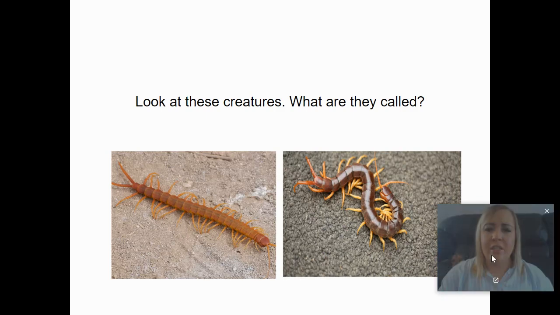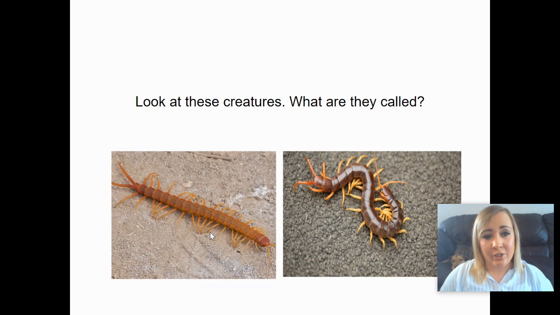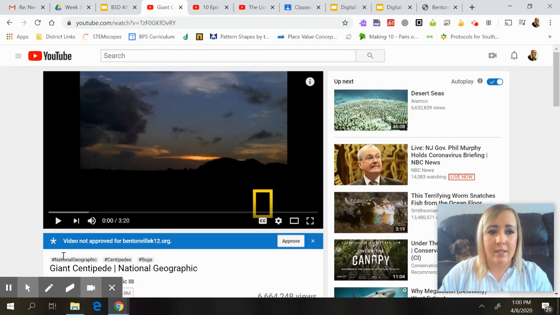Pedestrians. And then look at these creatures. What do you think they're called? What do we think they're called? If I had to take a guess, I would guess that this creature probably has a certain number of legs that could be important. They have other insects that have similar characteristics to them, but they have different prefixes on them because they have different numbers of feet. So we're going to watch this video really fast.